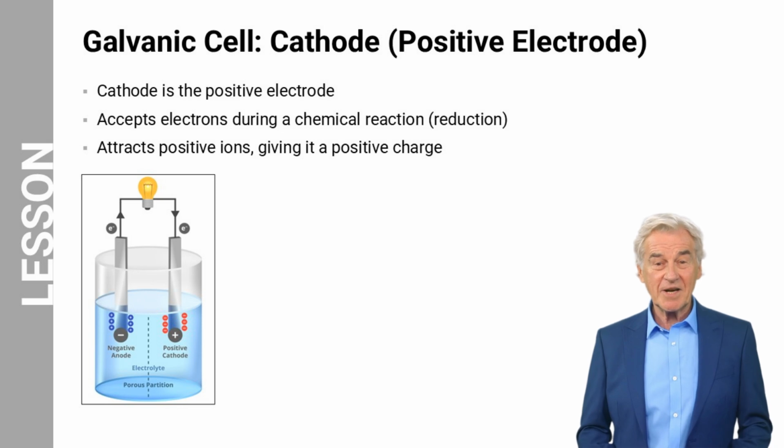The cathode is the other electrode, and it's called the positive electrode. Unlike the anode, the cathode wants to gain electrons during a chemical reaction. This process is called reduction.